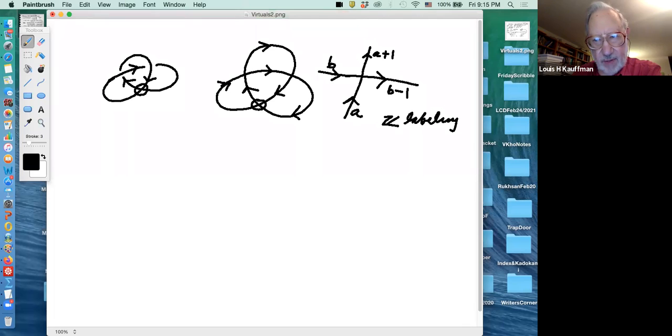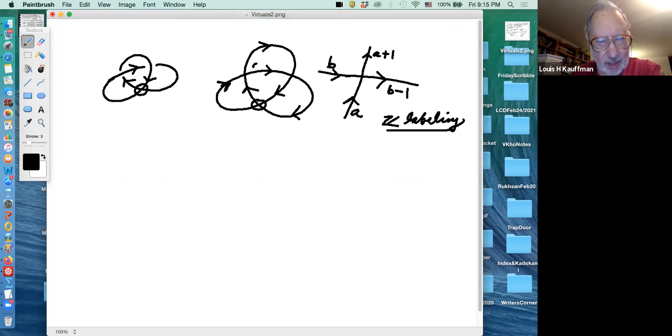If you start labeling a diagram with integers, it will consistently label. Any virtual knot diagram will be consistently labelable. Link diagrams are not necessarily consistently labelable, and that's another subject I won't go into today. But let's just consider this.